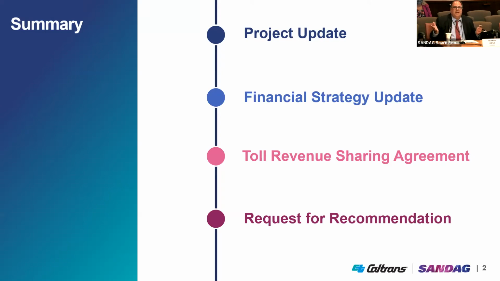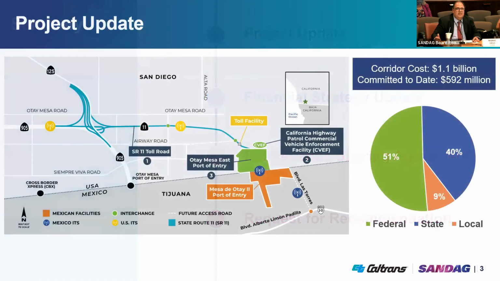Well, anyway, let's start here. We'll be providing a project update. Like I said, Andre will be talking about the financial strategy, Victor the toll revenue sharing agreement, and then we'll move forward into the recommendation that we're requesting from the Borders Committee. Next. Oh, there we go.